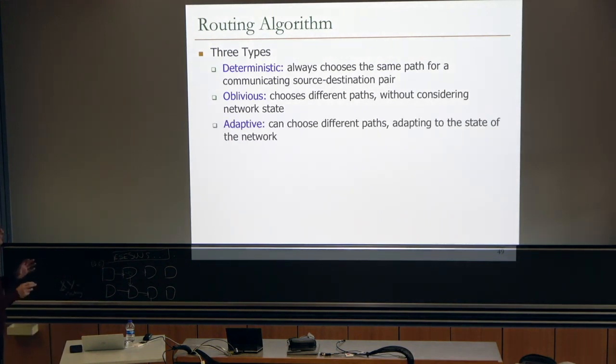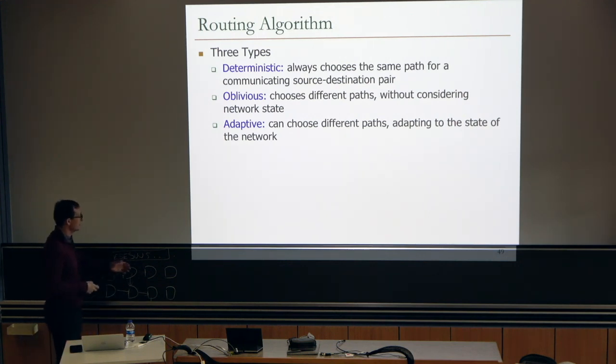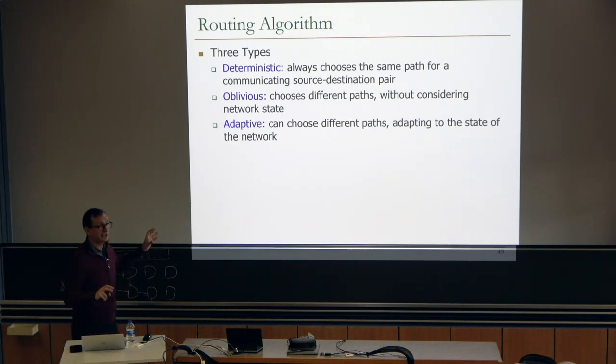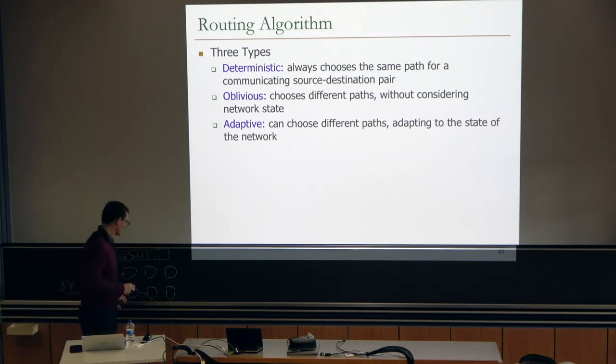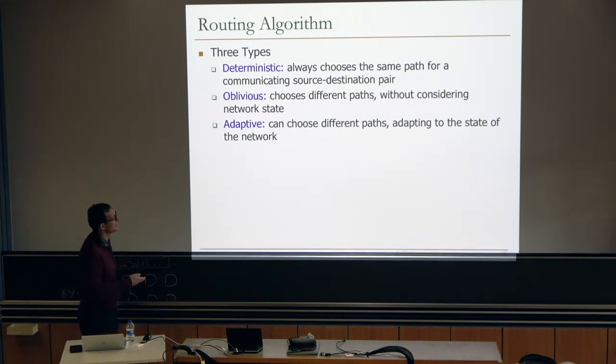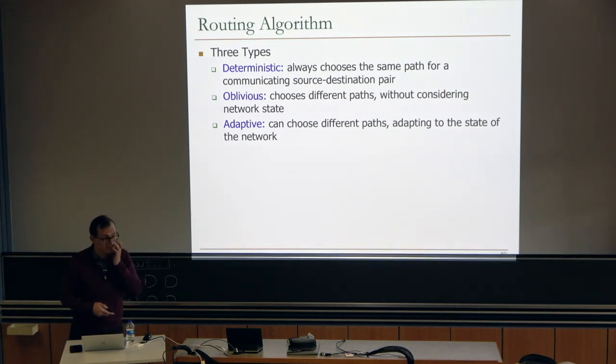Adaptive, now you can choose different paths adapting to the state of the network. So basically, you're not deterministic again, but now the path you choose considers the congestion that's happening in the network potentially, right? So it's more adaptive in that sense. So in a sense it's better than oblivious, but we'll see the trade-offs in a little bit.